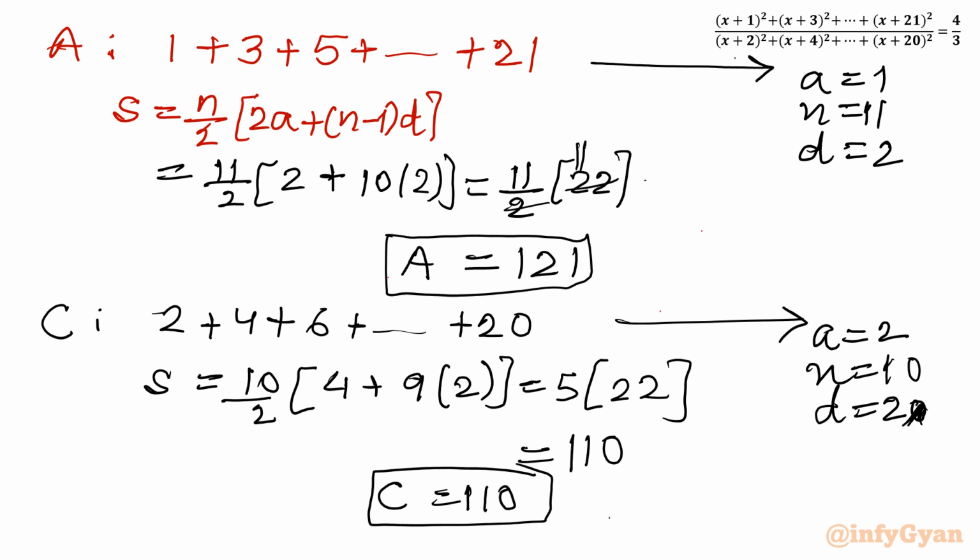Now come to B and D. Let me write here B. B was the sum of even natural numbers. No, B was odd natural numbers. So I will be writing 1² + 3² + 5² up to 21².